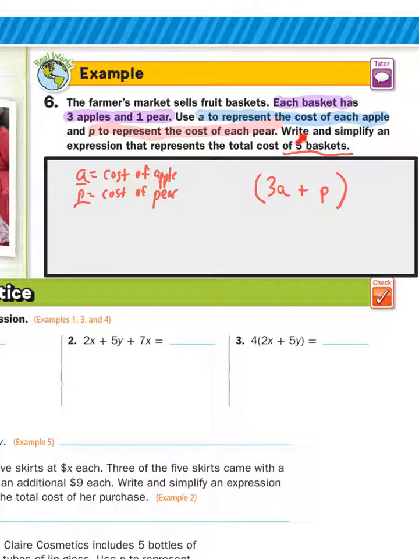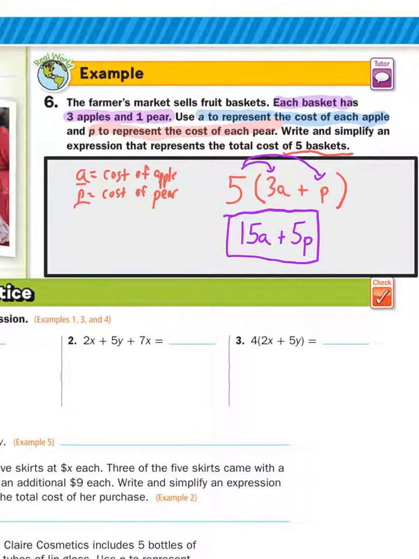Now, the last thing it says is write and simplify an expression that represents the cost of 5 baskets. So if this parentheses represents a basket, 5 baskets, I would just put a 5 in front of it because I have 5 times 3A plus P. So that's 5 baskets. Now, that's my expression, but now I need to simplify it by distributing. So I'm going to start by doing 5 times 3A, which is 15A. Don't forget my plus sign. And 5 times P, which is 5P. So this is the expression in simplest form. 15A plus 5P.